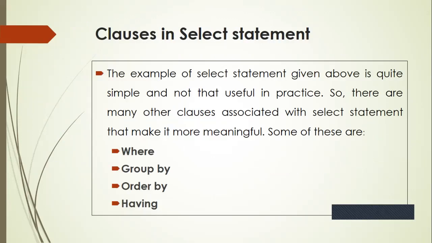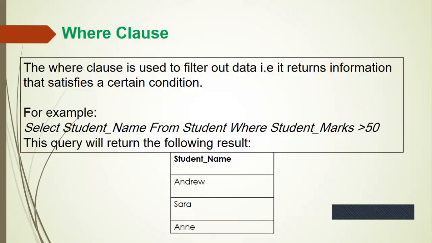There are basically 4 clauses in a select statement. The first one is where, next is group by, then order by, and the last one is having. Now, first we'll go with the where clause. The where clause is basically used to filter the data. That is, if you want to apply some conditions on the set of rows to get the output.